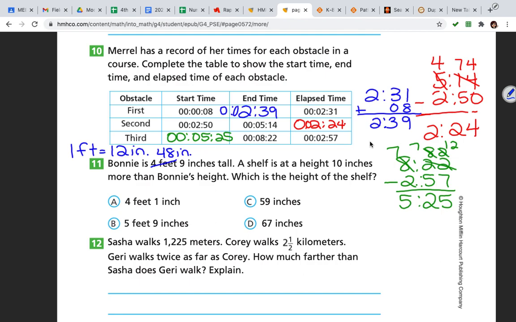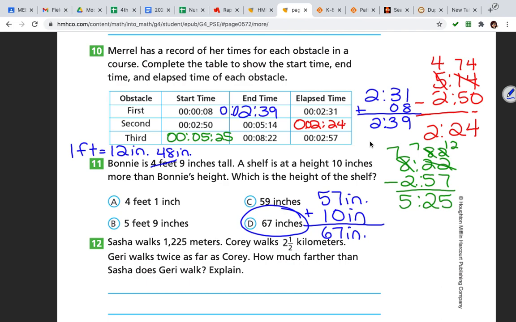So let's convert 4 feet 9 inches. So 48 plus 9, 48, 49, 50, 51, 52, 53, 54, 55, 56, 57. So Bonnie is 57 inches tall. The shelf is 10 inches taller. So 7 plus 0 is 7, 5 plus 1 is 6. The shelf must be 67 inches, and it's right here. It's D.